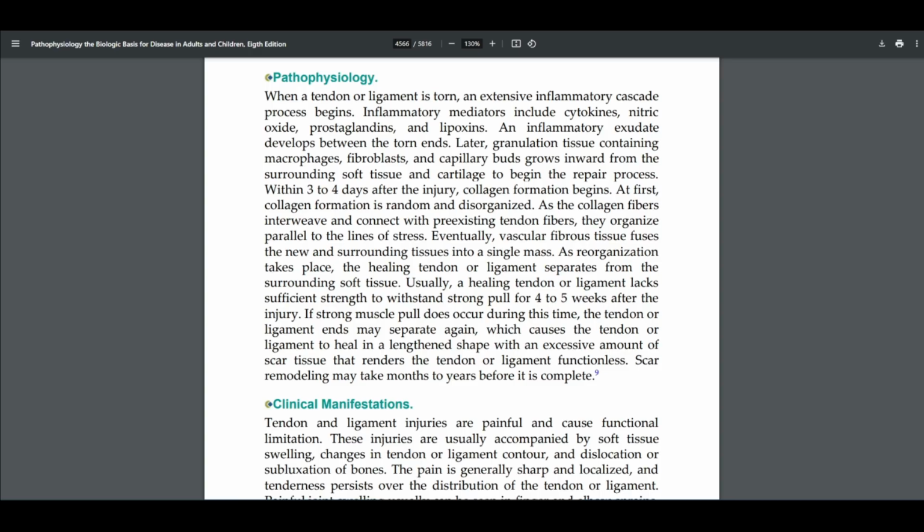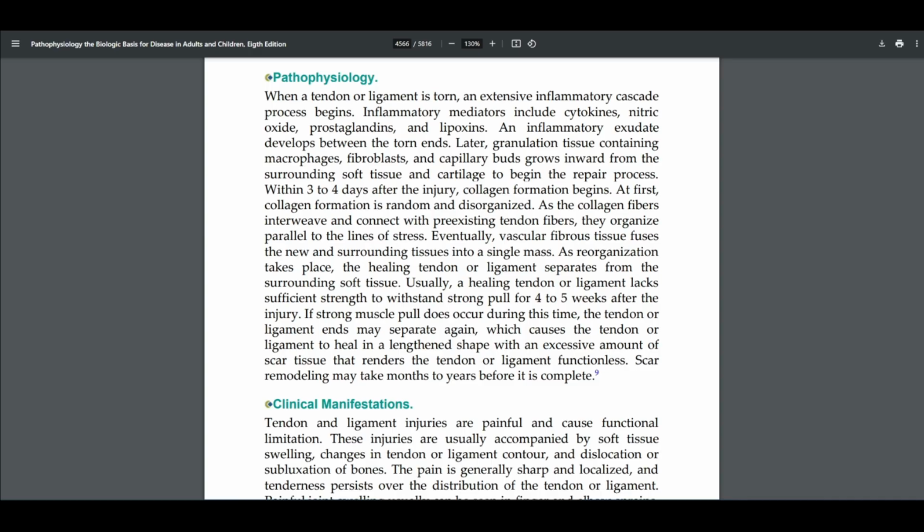Within 3 to 4 days after the injury, collagen formation begins. At first, collagen formation is random and disorganized. As the collagen fibers interweave and connect with the pre-existing tendon fibers, they organize parallel to the lines of stress. Eventually, vascular fibrous tissue fuses the new and surrounding tissue into a single mass. As reorganization takes place, the healing tendon or ligament separates from the surrounding soft tissue.